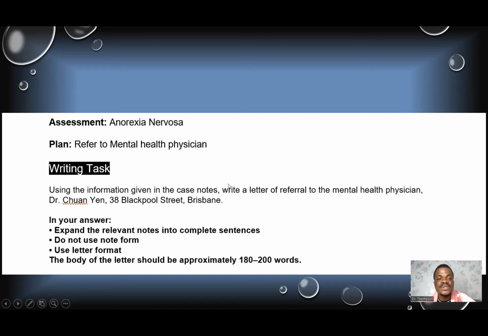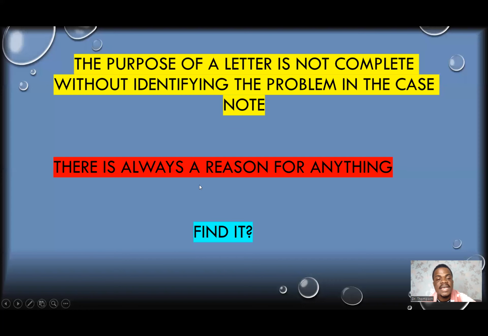Here again, nothing is clearly stated. So in this case, you're going to use your discretion. Definitely this person has anorexia nervosa. Most likely you might want this mental health physician to evaluate and manage this patient, or to assess and treat this patient. In this regard, you use your discretion.